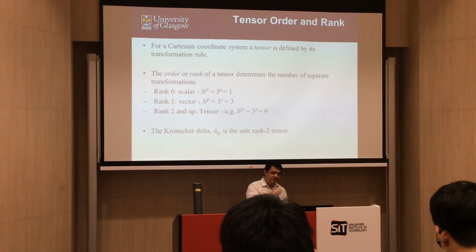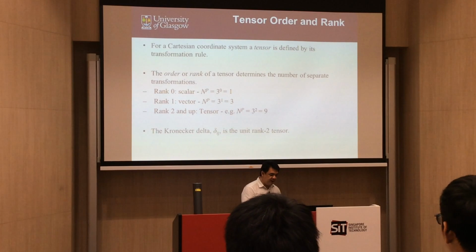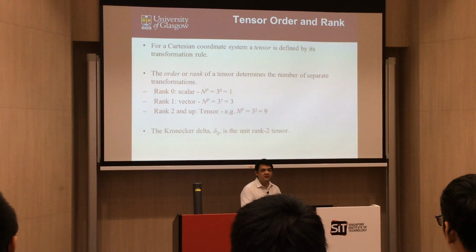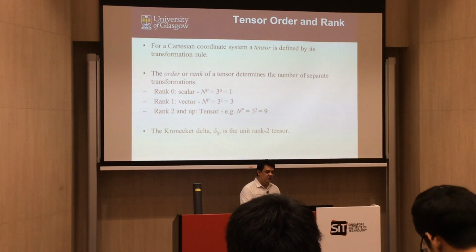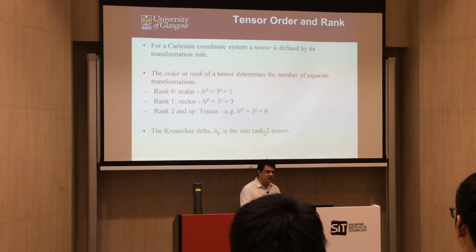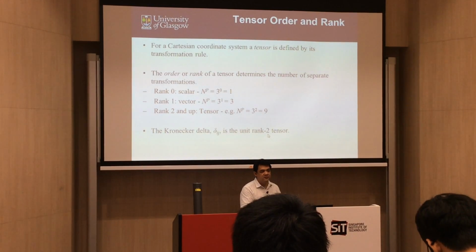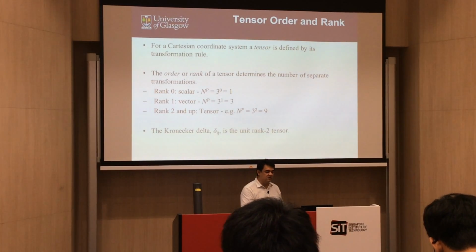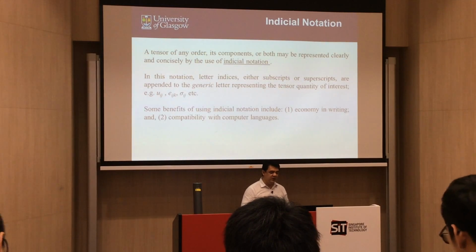Sometimes you can know the rank depending on the number of indices. The Kronecker delta, whose value is either 1 or 0, is basically a unit rank 2 tensor. Unit meaning 1 or 0. That's the only value of the Kronecker delta. We'll use that later.